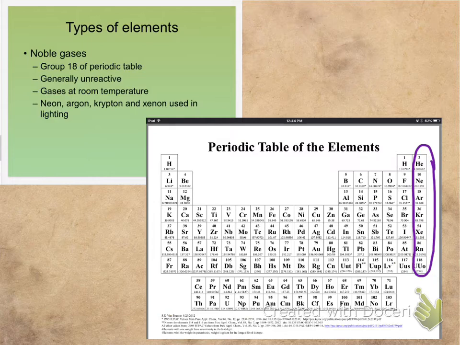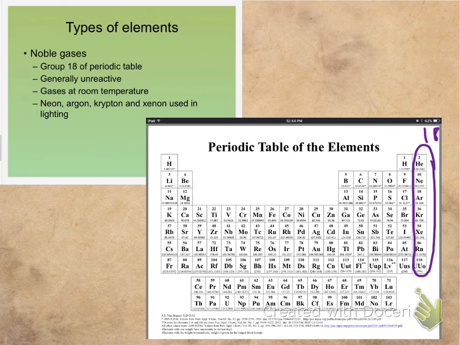The last major category of element that we're going to talk about are the noble gases, and they are actually in their own group, group 18 on the periodic table. We call them noble because they tend to not interact with other elements, just like at one time the nobility of much of the world wouldn't have interacted with the peasants.